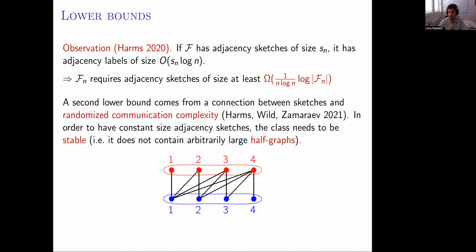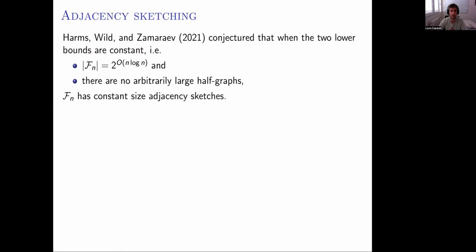But it was conjectured, in the same vein as the implicit graph conjecture, that if you don't have these two obstacles, then you do have constant size adjacency sketches. This was conjectured by Harms, Wild, and Zamariev. So if you don't have too many graphs in your class and you don't have large half graphs, then you have constant size adjacency sketches. But this was also disproved last year by Humbert, Zumian, Hatani, and Hatani, also with a non-explicit counterexample.